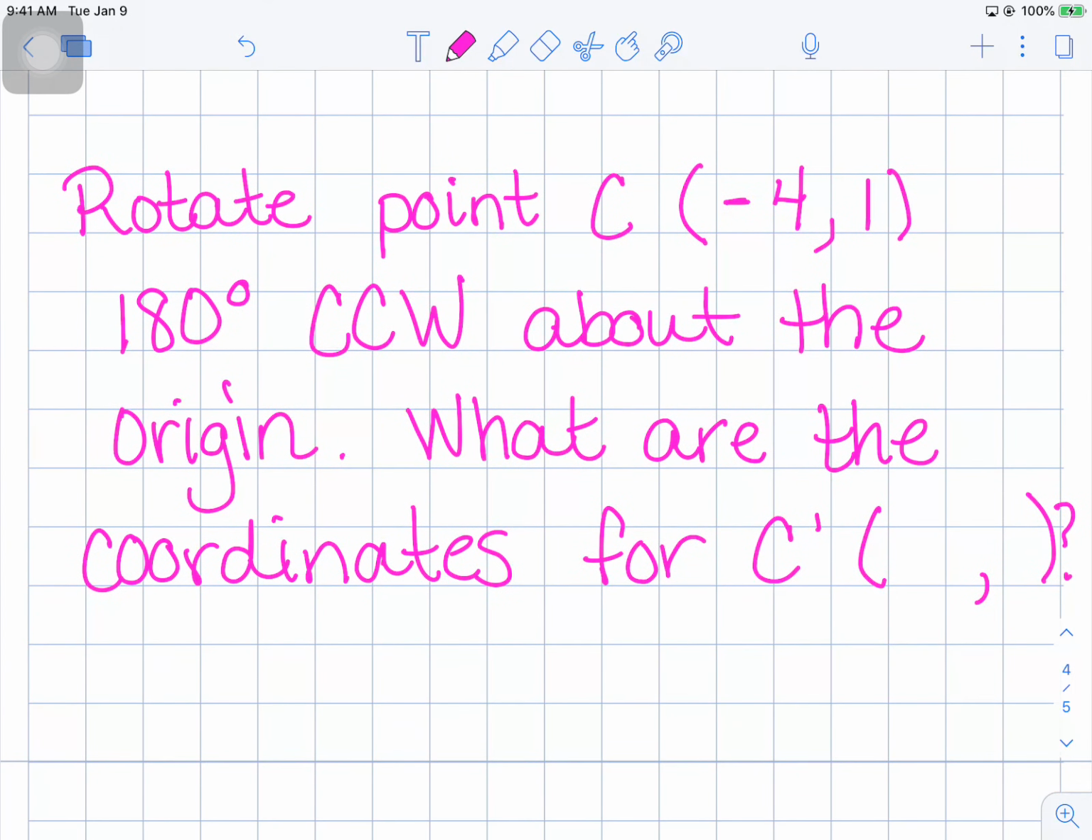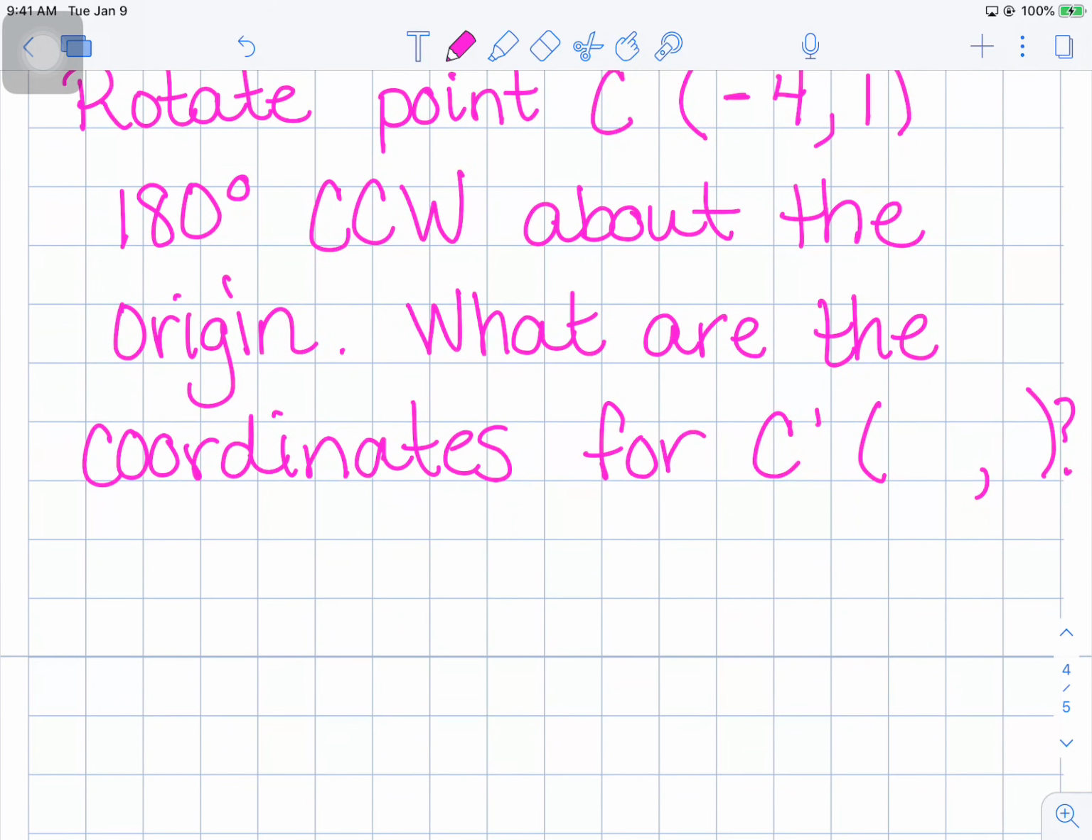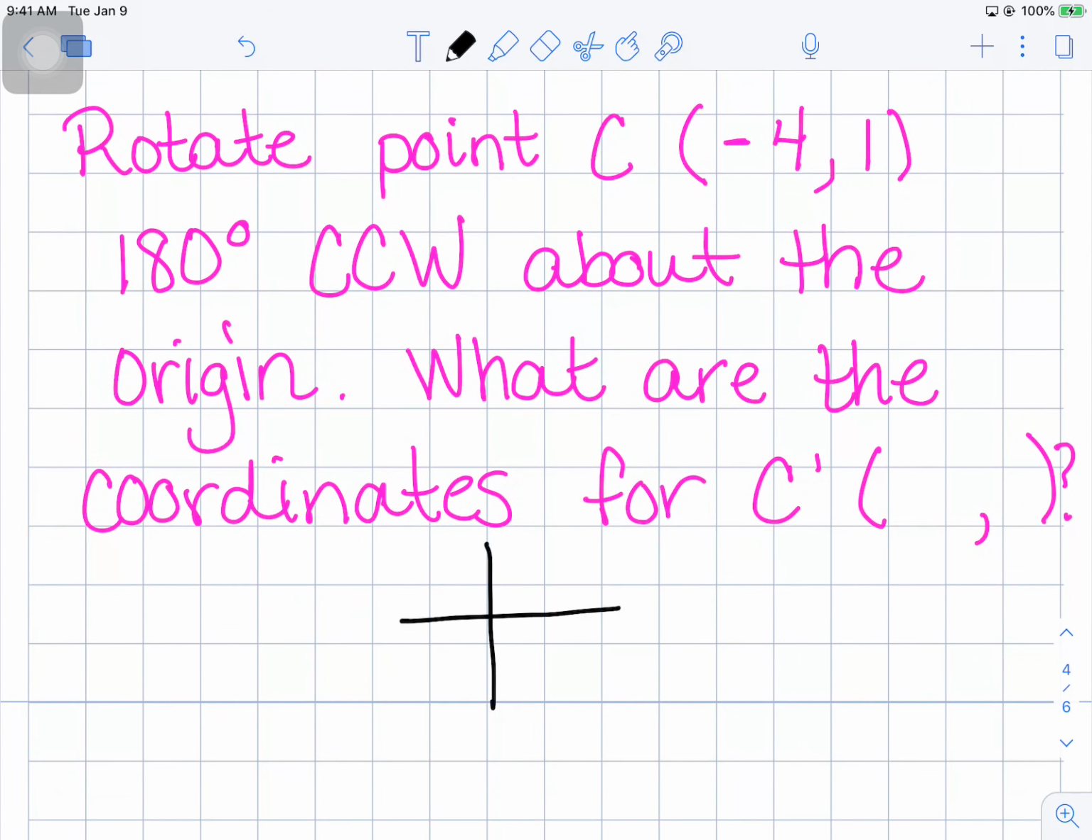Rotate point C, negative 4, 1, 180 degrees counterclockwise about the origin. Means around the origin. What are the coordinates for C prime? So if we think about where we are in our quadrant, negative 4, 1, negative 4s are this way, over here, and 1, we're somewhere around here. All right, so we started in here. We're going to go 180 degrees.